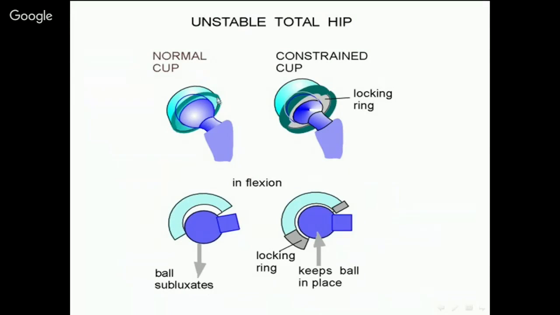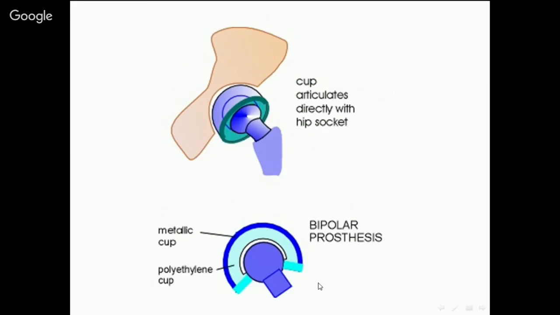If we have an unstable normal cup, then we can use a constrained cup. There is a ring locking and there is non-locking. If the ball subluxates, we can have a locking ring that keeps the ball in place. The cup articulates directly with the socket. And then you have a bipolar prosthesis. All will help in treatment.